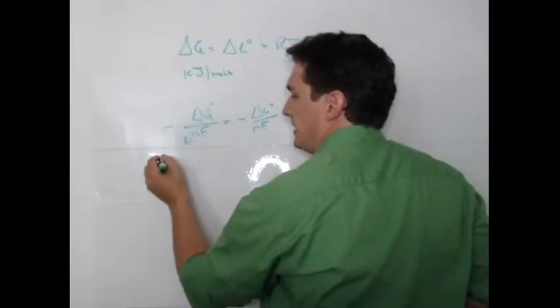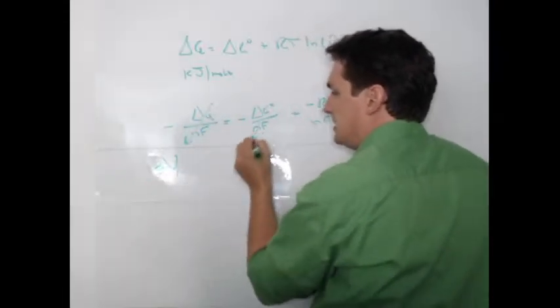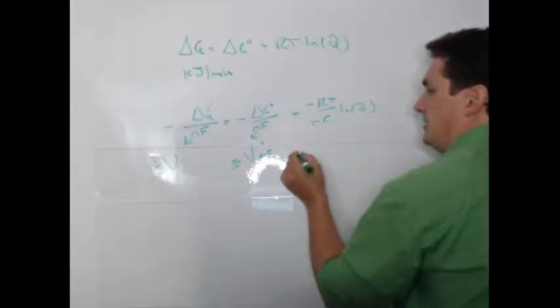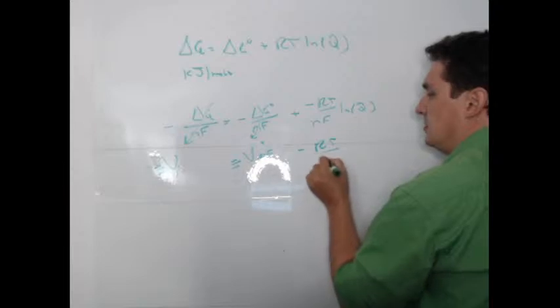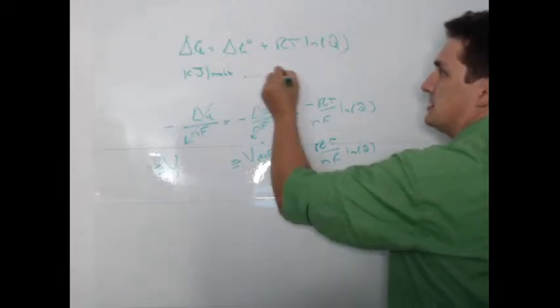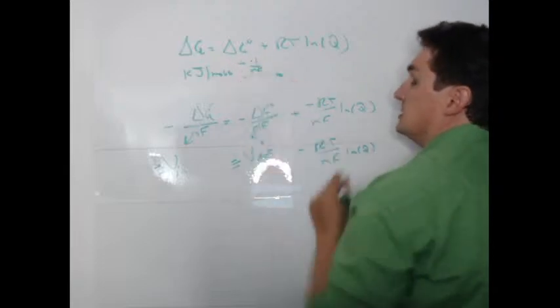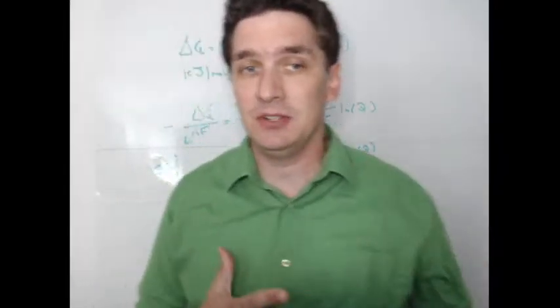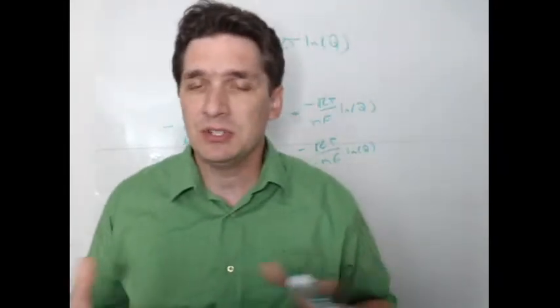And this becomes defined as our voltage. This becomes defined as our reference voltage. And we get minus RT over nF ln of Q. So what the minus 1 over nF does is it does two things. One, it flips the sign. The reason it flips the sign is we never work in negative voltages. We always work in positive voltages for convenience.